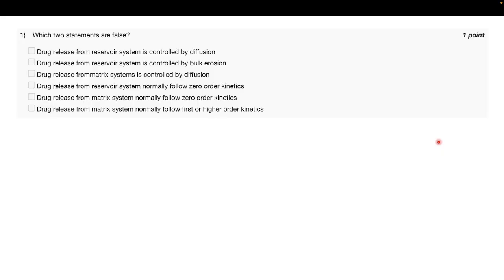The first question, I hope you people can see it displayed on the screen. Let me know if you're not able to see the questions as well. The first question is, which two statements are false? This is regarding reservoir system and matrix system, which we just discussed. So we have to choose two answers for this. Please read through the question and the options carefully, and if anybody knows the answer, if anybody would like to volunteer, please let me know.